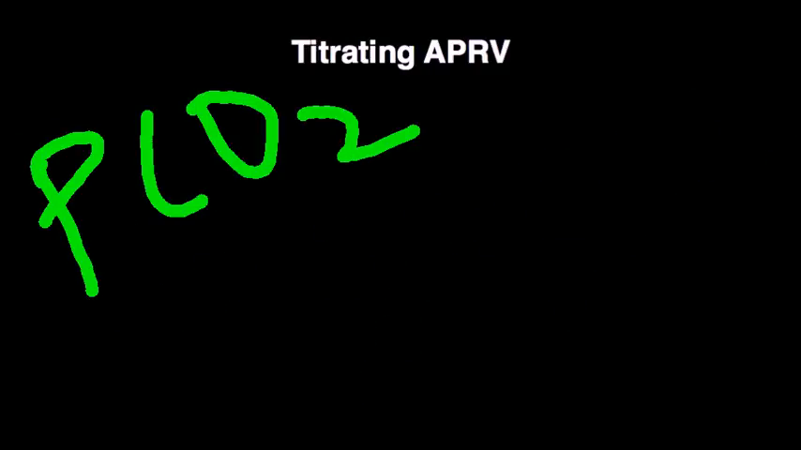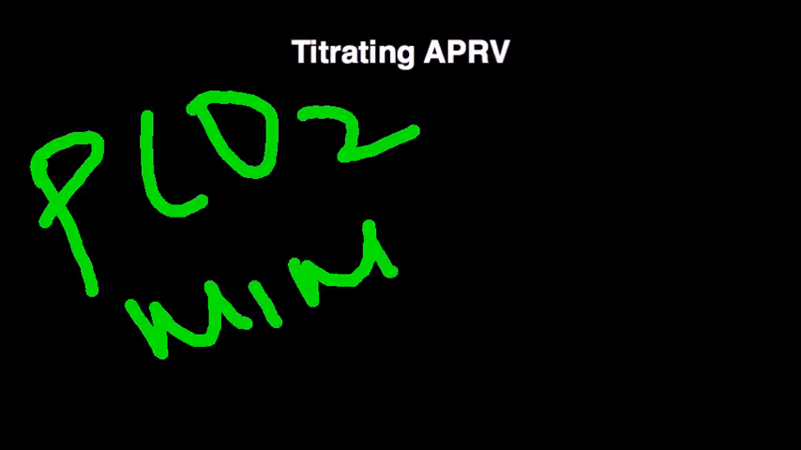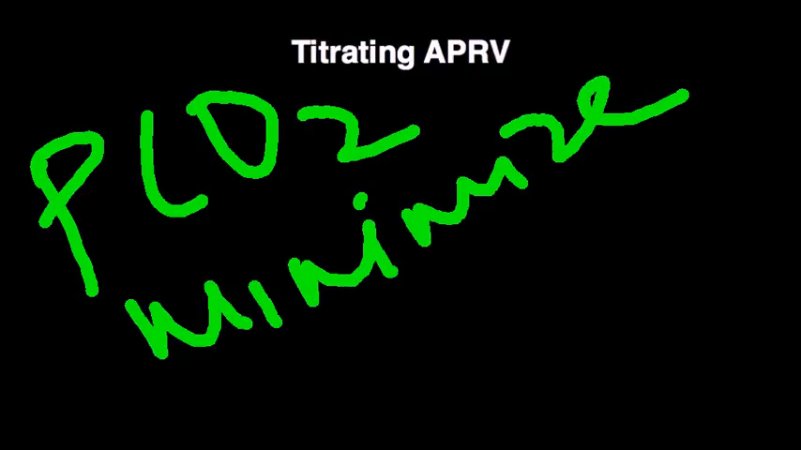So how do you maintain PCO2? You maintain PCO2 by doing two things. One is you minimize sedation. The beauty of APRV is to allow spontaneous breaths at P high.